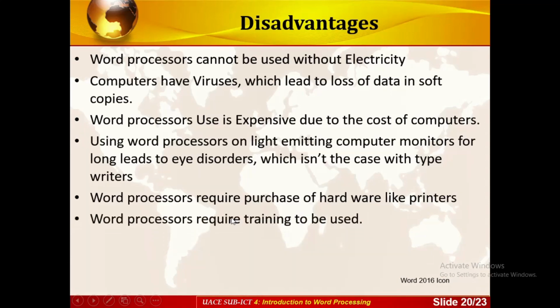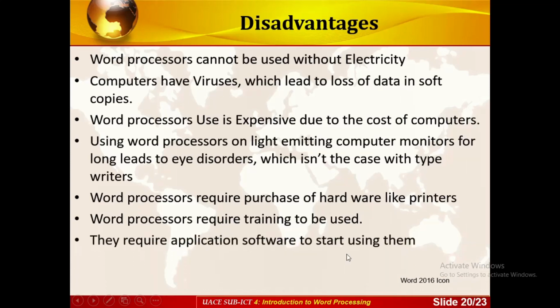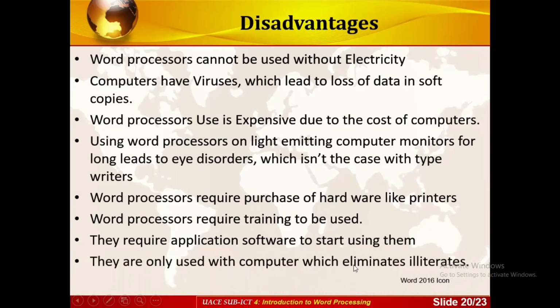We can look at training to be used, because we need to learn how to use it. They require verification software to start using them. You may buy a computer, but it doesn't have an application program like word processing, so what is done here is to purchase it and reinstall it. They are only used with computers, which eliminates errors, and lastly they cause unemployment of typists, because nowadays everybody knows how to type using word processors, and you find that secretaries or typists are not required anywhere.